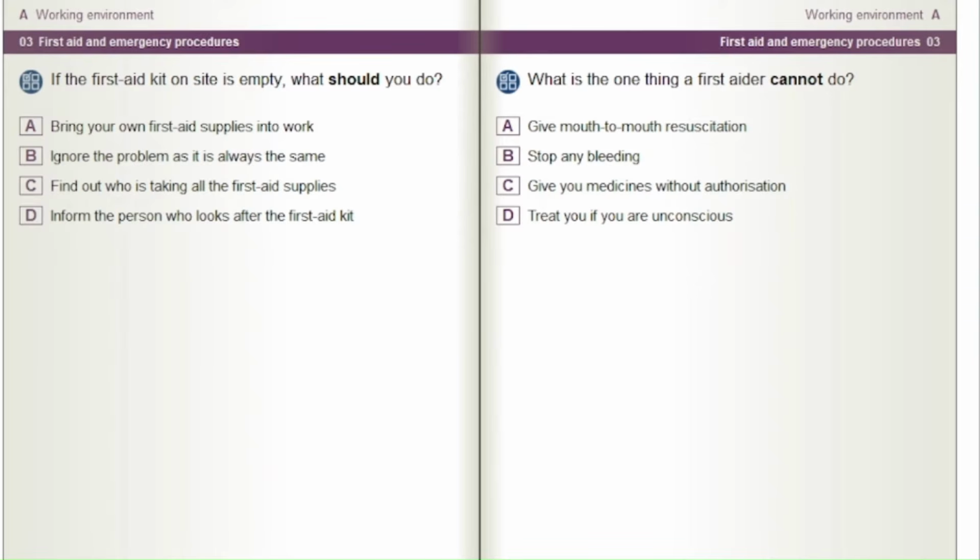If the first aid kit on site is empty, what should you do? Bring your own first aid supplies into work. Ignore the problem as it is always the same. Find out who is taking all the first aid supplies. Inform the person who looks after the first aid kit.